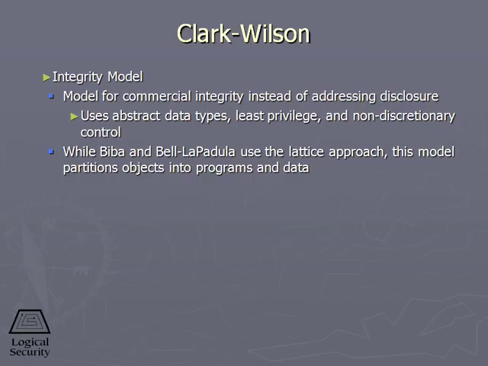So the next model we're going to look at is called Clark-Wilson. Clark-Wilson is another integrity model, but this one is different. This one is a commercial integrity model. Remember, the BIBA integrity model was a mandatory access control model, and mandatory access control is basically used in military and government. This one is different. This one deals with commercial integrity instead of this higher level of integrity requirements that the government might have.